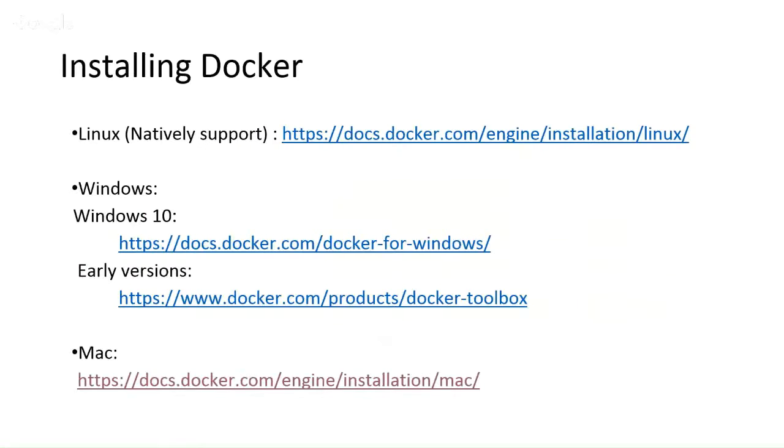Okay, so let's see how we can install Docker. When it comes to Linux, it is natively supported. You can use the official documentation for installation. When it comes to Windows, Windows 10 is supported. But if you are using earlier versions, you have to use the Docker Toolbox. It's actually a virtual machine that runs on older versions of Windows. And on Mac OS also, you can use the Docker engine directly.